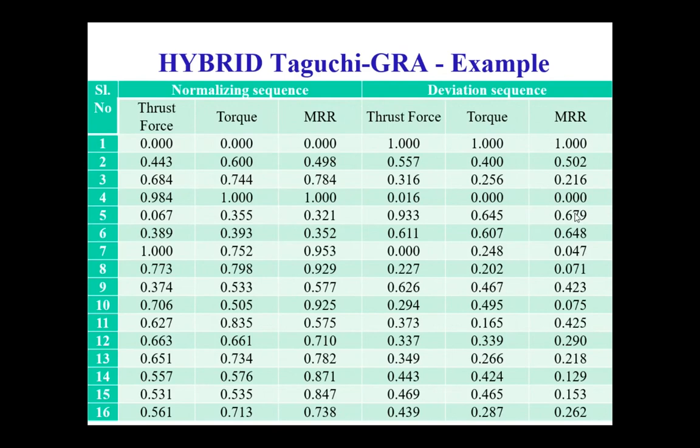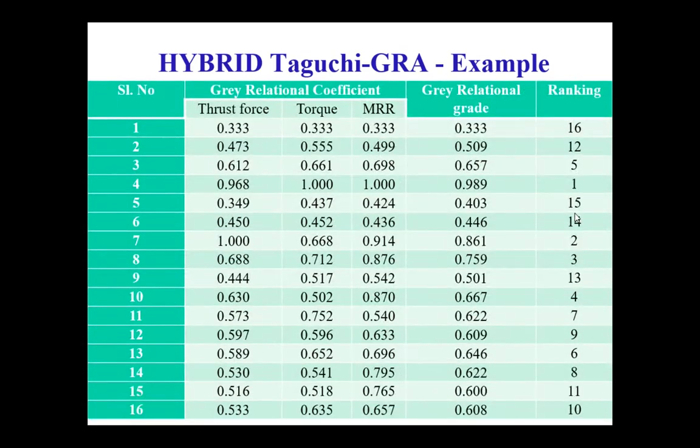Then comes the deviation sequence. So 1 minus normalizing sequence, that is 1 minus 0 in the first case, so it becomes 1. Then after determining the deviation sequence, we are going to calculate the gray relational coefficient as per the formula: del min plus eta del max divided by del naught i plus eta del max. Based on this formula, I am going to determine the gray relational coefficient, and finally by averaging this, I am going to determine the gray relational grade.